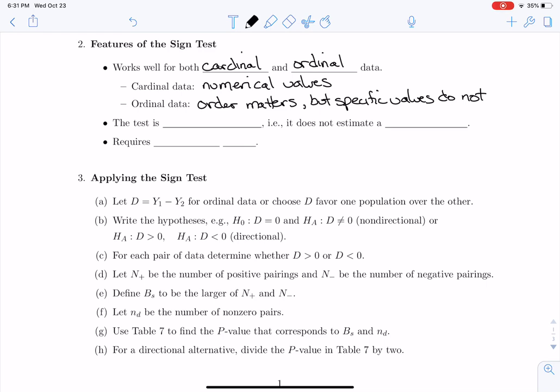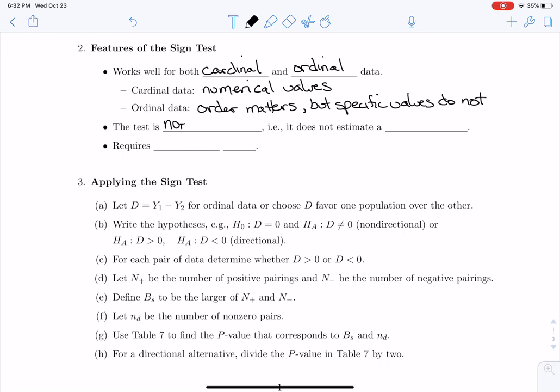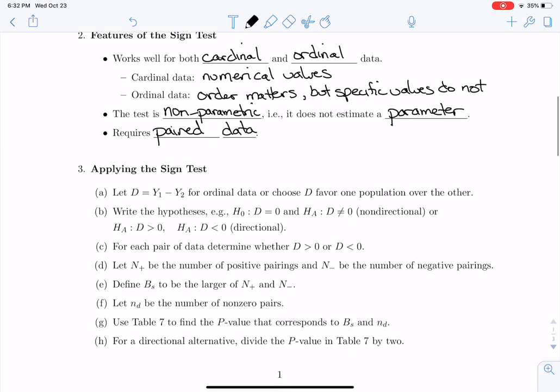Okay, this test is going to be non-parametric, so it's not going to estimate a parameter. And this test is going to require paired data, like our left and right arms from the same subject. You'll see some instructions for applying the sign test below, but I think it'll be easier if we just look at the example.